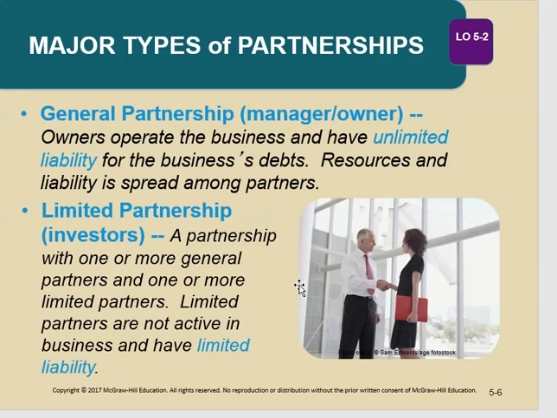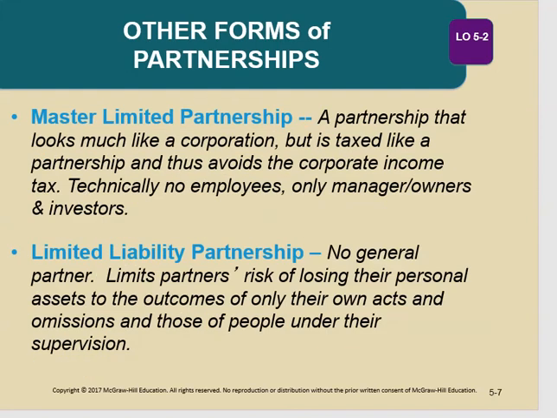And then you have a limited partner who basically just gives money, but they aren't active in the business, and so they are now considered an investor in your partnership, and they have limited liability up to the amount that they have invested. The other 2 types of partnerships are master limited partnership and limited liability partnership.